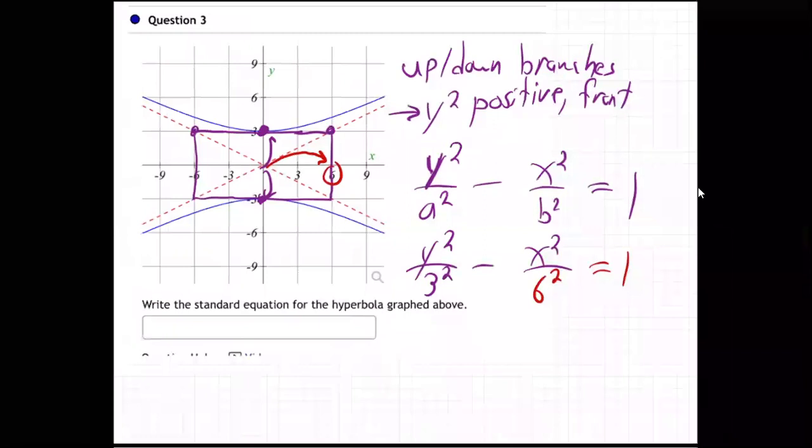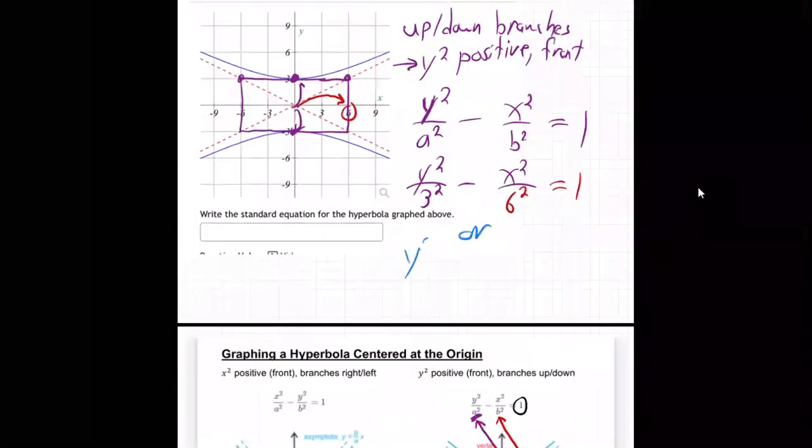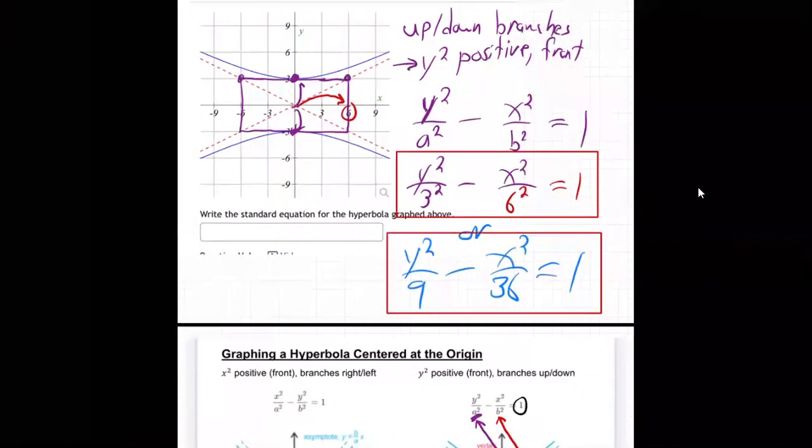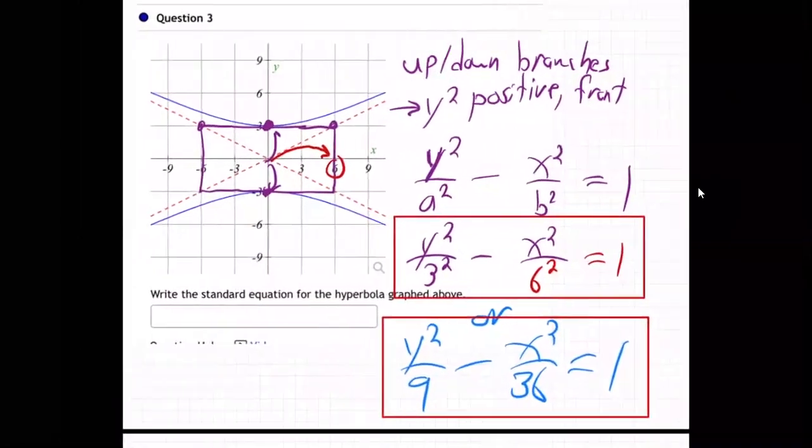You can put it in that way. It'll take it that way. Or if you want to write just 9 and 36, it'll take it either way. Both are good. In other words, you could literally type in this as your answer, or you could type in this as your answer. It'll take either one. And so there we go. We worked backwards from a graph to an equation.